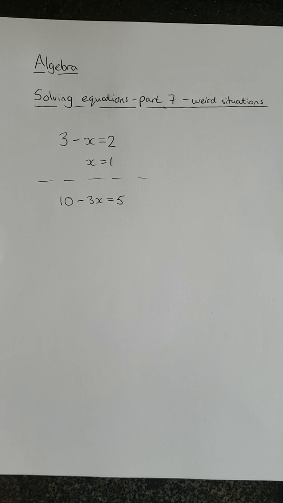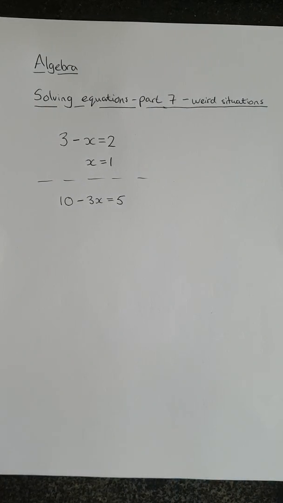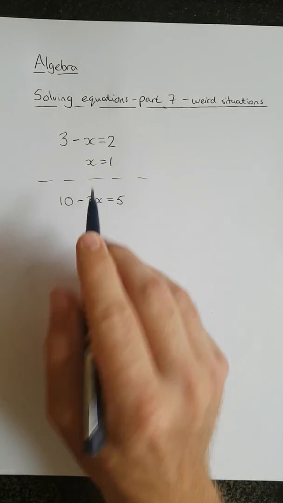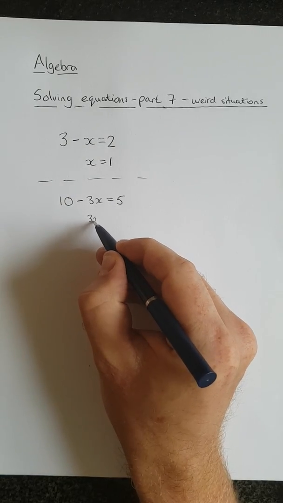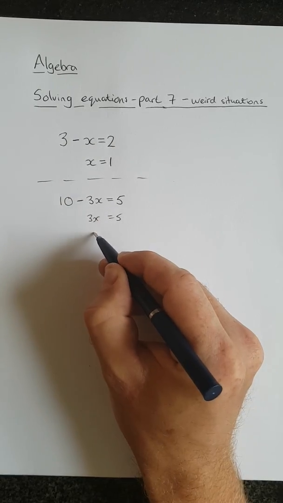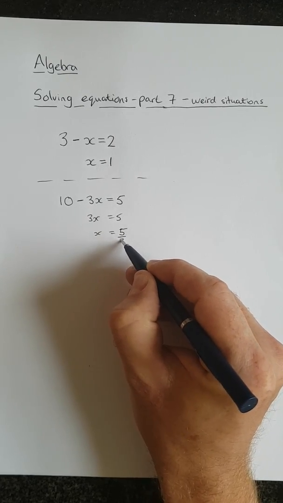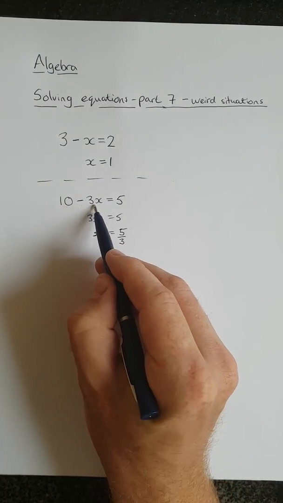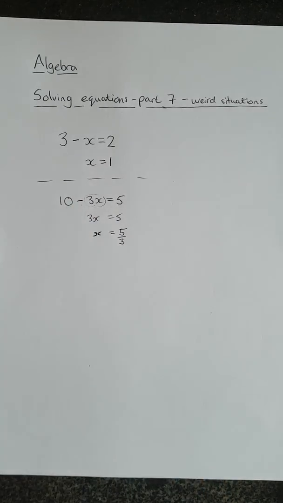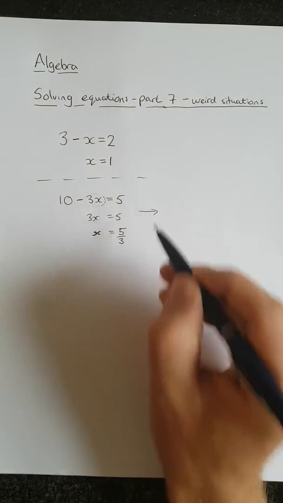Hmm. 10 take away something equals 5. Well, look, 10 take away 5 makes 5, so 3x is 5. Then when I divide both sides then by 3, ten take away 5 makes 5, so this is worth 5. Okay, it hasn't worked yet. Let's take this question and do it in a different way.